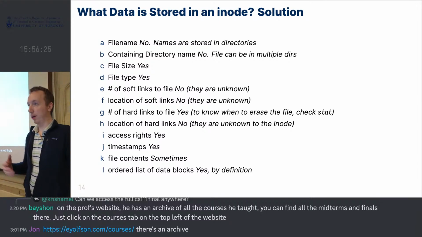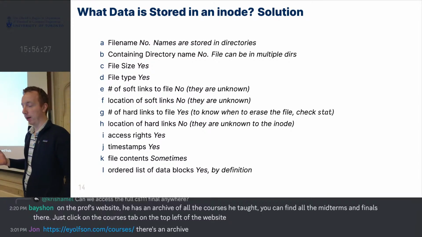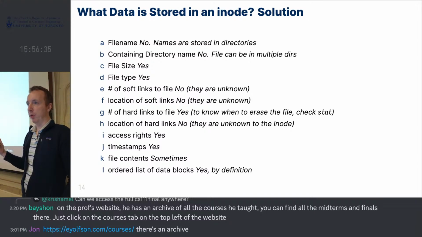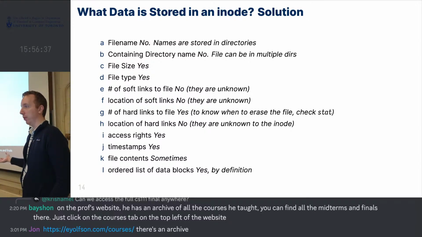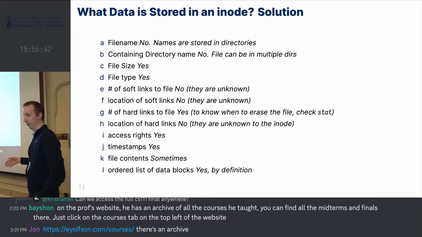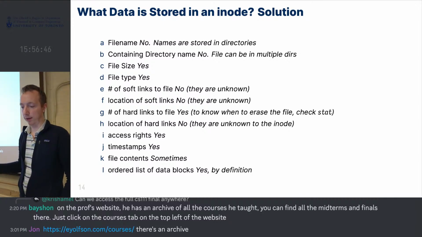The containing directory is also not stored within an inode. That inode can be referred to in multiple directories, like when we move that file to another one. And given an inode, you don't know what names refer to this inode unless you walk the entire file system and brute force it to figure out what actually points to this.